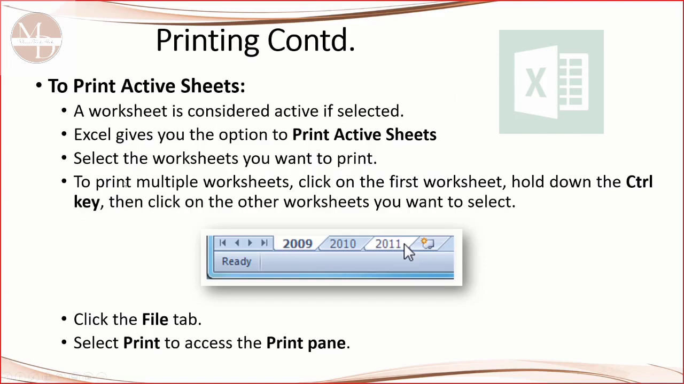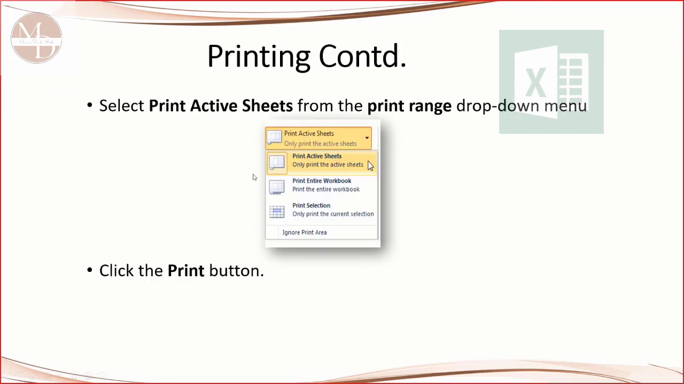So let's proceed. Look at this now. In the sheet tabs we have on the screen, 2009 is there, 2010, 2011. So you want to print, clicking on 2009, holding your Control key, then clicking on 2011. Automatically, the files in the 2009 and 2011 worksheets will be printed. It will come out of the printer. So that's that.